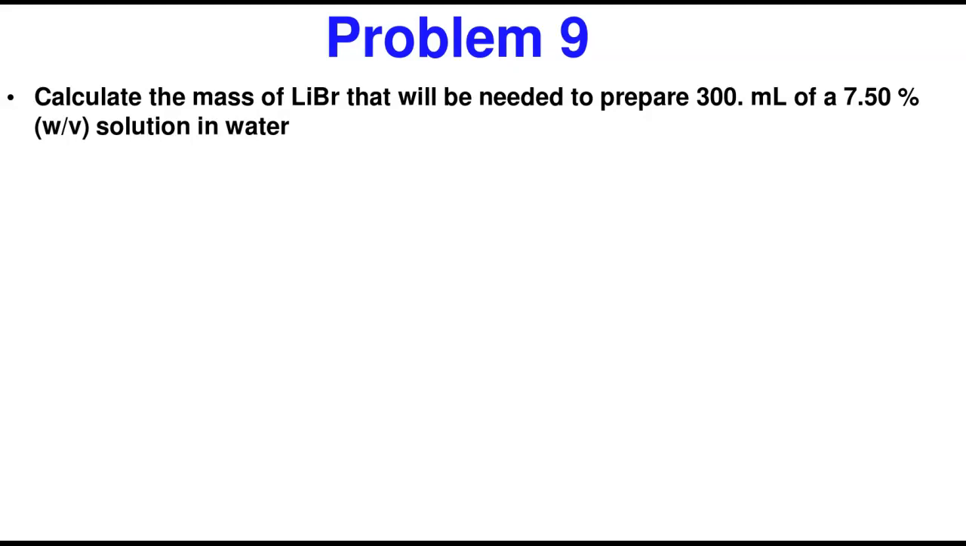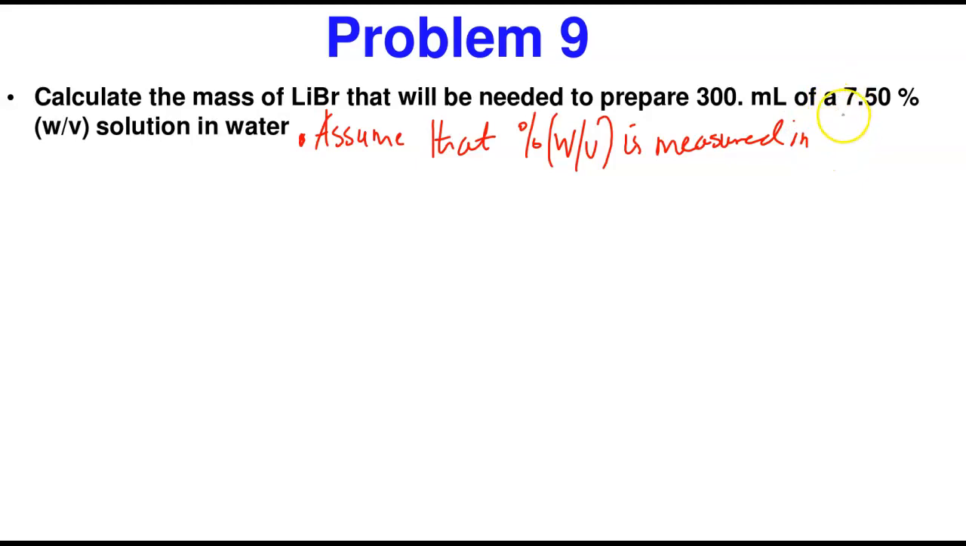The next one says, calculate the mass of lithium bromide that will be needed to prepare 300 ml of these. There are two ways you can solve this problem, I usually tell my students, and this is weight by volume. Assume, and this assumption is the best, that percentage weight by volume is measured in grams over 100 mils. This is a very good assumption.